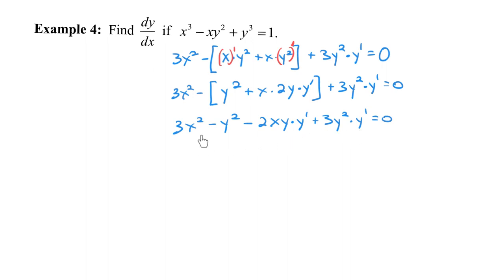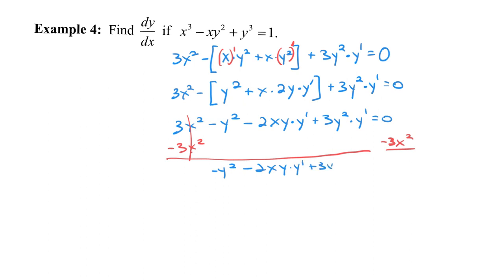So we can subtract 3x squared from each side. Maybe I'll do this one in steps. I'm going to go minus 3x squared from each side of the equal sign because I basically want to get rid of anything that does not have a y prime. Get rid of that. That gives me minus y squared minus 2xy times y prime plus 3y squared times y prime equals minus 3x squared.